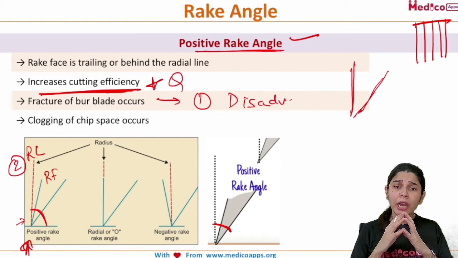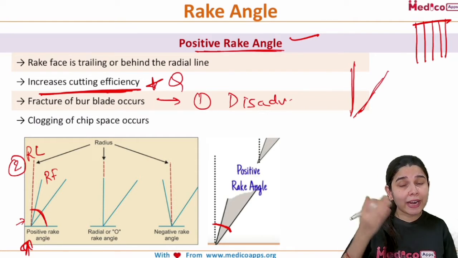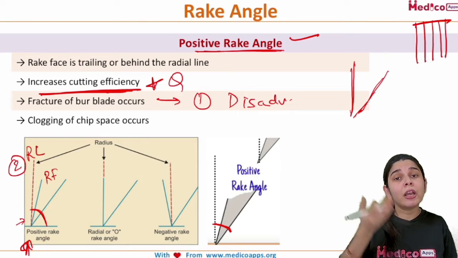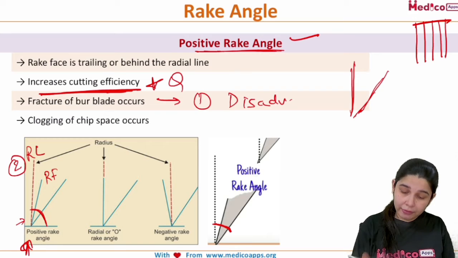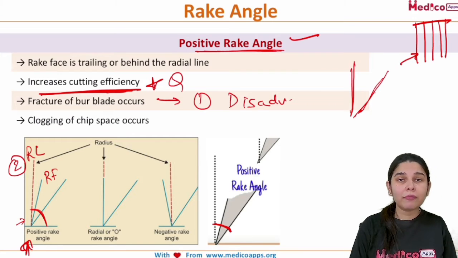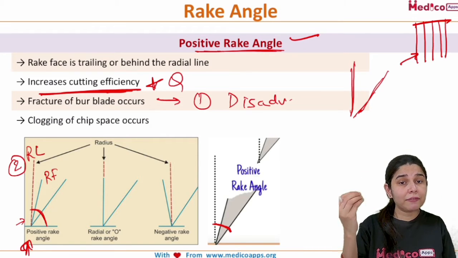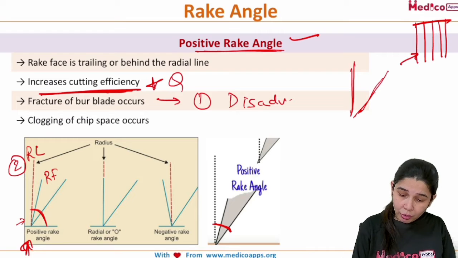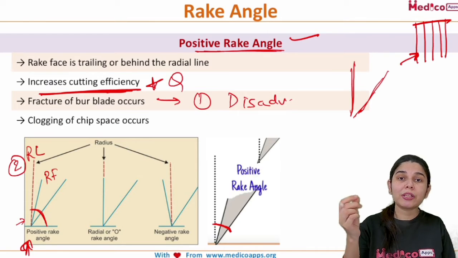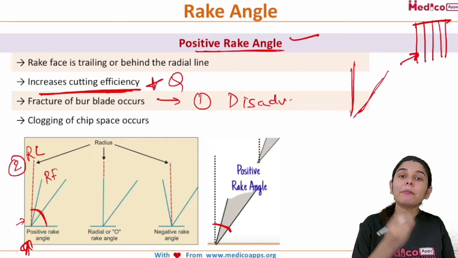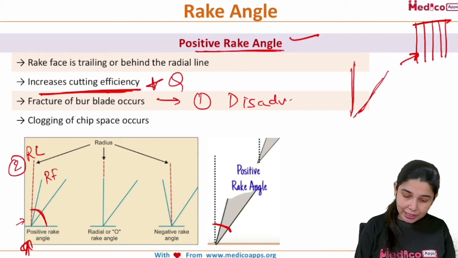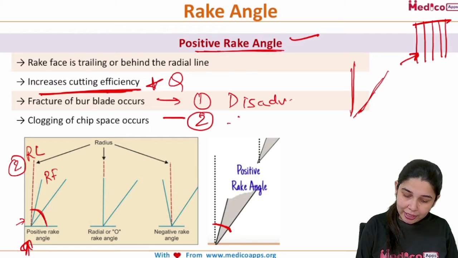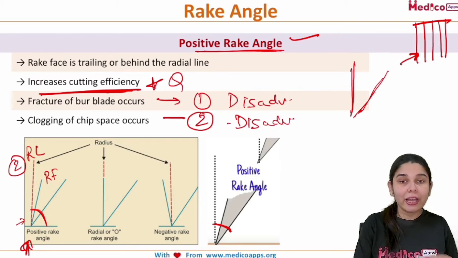Okay, now if there is more cutting of the dentine and the tooth surface, there will definitely be more clogging. The surface materials will be present more in these chip spaces or in these fluids. So there will be more clogging of these chip spaces or the fluids. So this is the second major disadvantage of the positive rake angle.